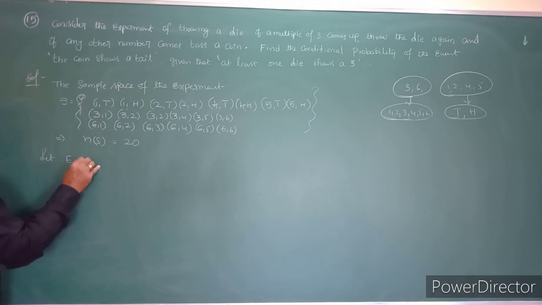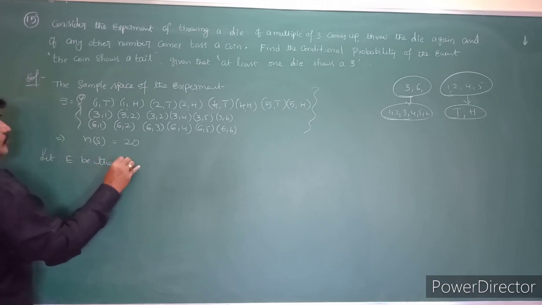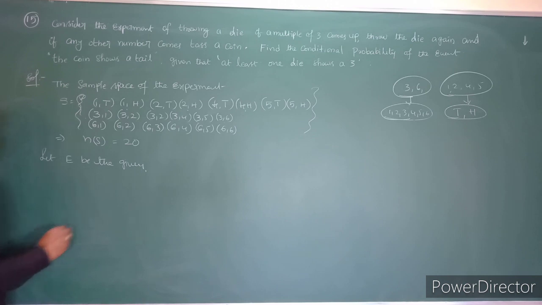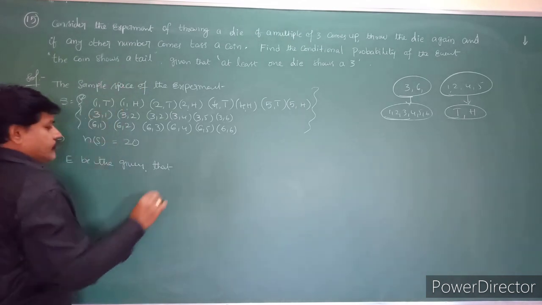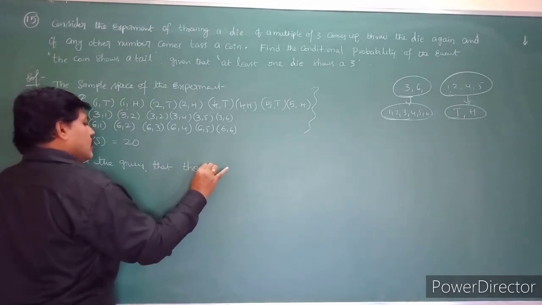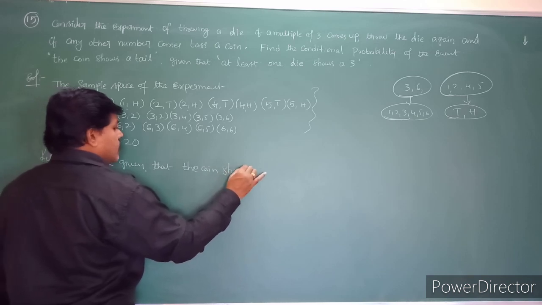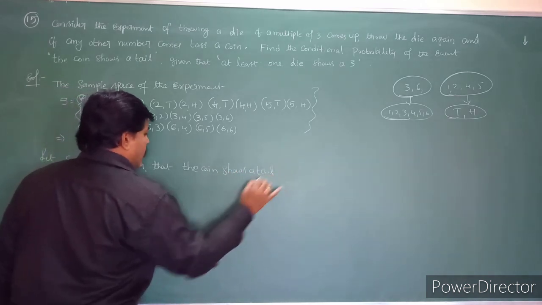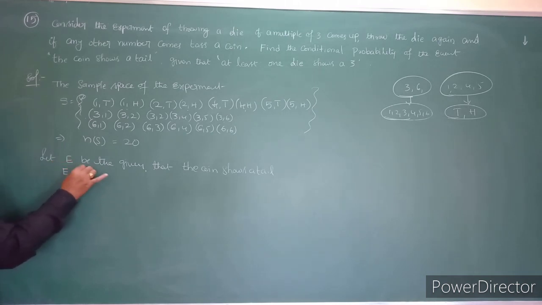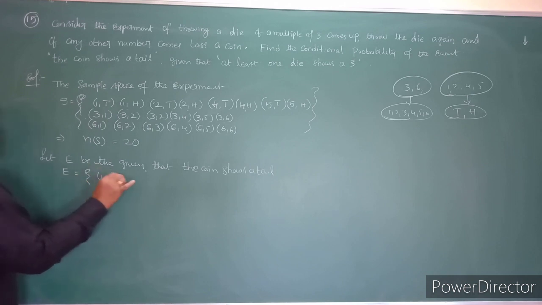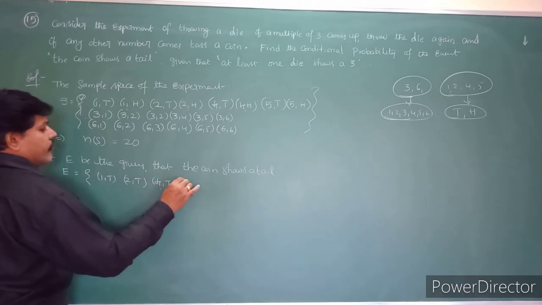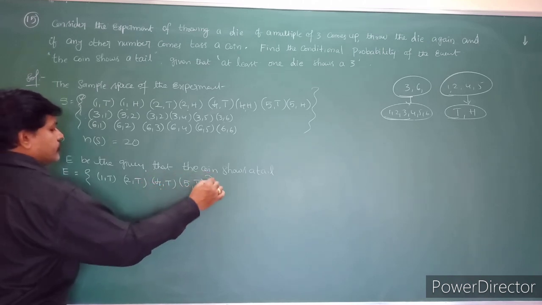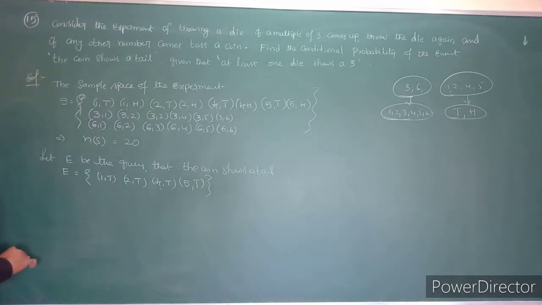Let E be the event that the coin shows a tail. That is E is equal to, so see this one, students. How many cases will take the tails? That is (1, T), (2, T), (4, T) and (5, T). Similarly, you can get that.